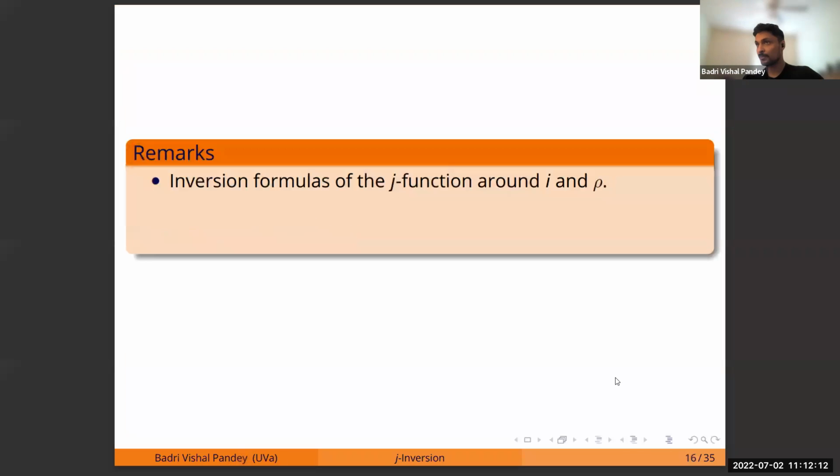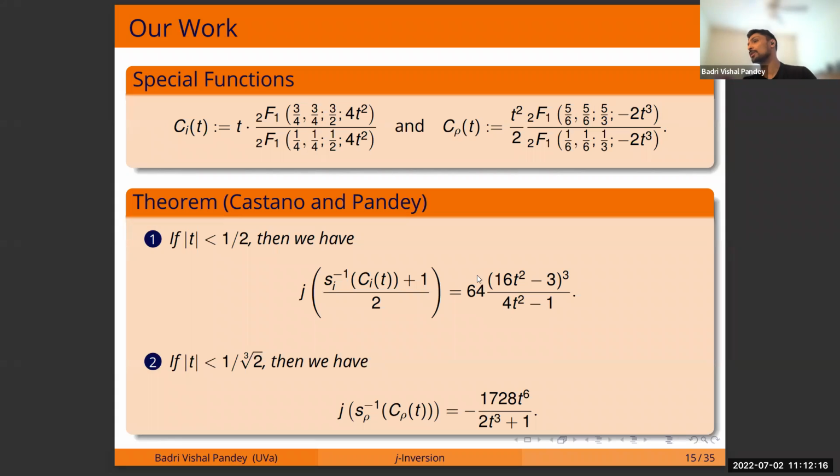Okay, so again, when you put t equal to 0 on the right-hand side, from the numerator you get minus 3 cubed, and from the denominator you have minus 1. So when you multiply them together, you get 1728 again. And when you put t equal to 0 here, you can see that this becomes 0 again. Then again, you can think of these two as the inversion formulas around I and rho respectively in that regard, right?